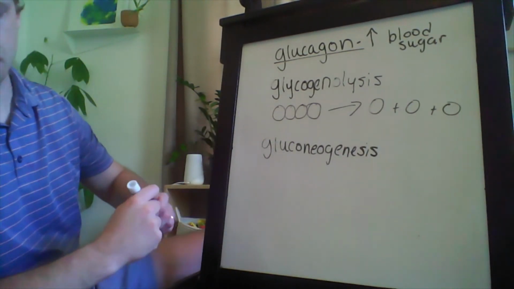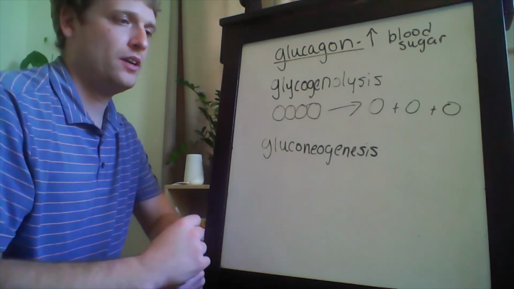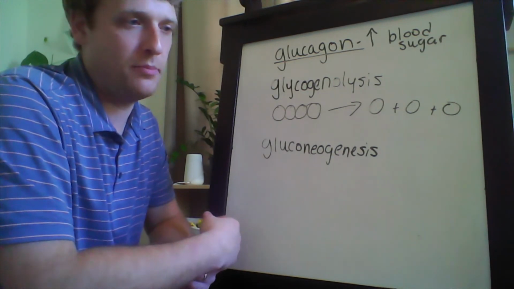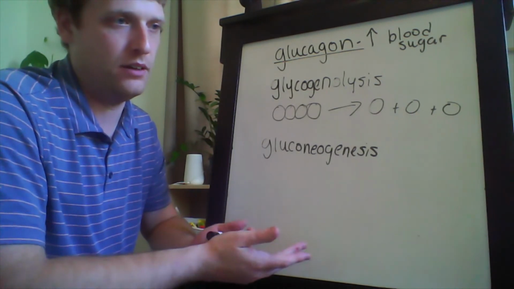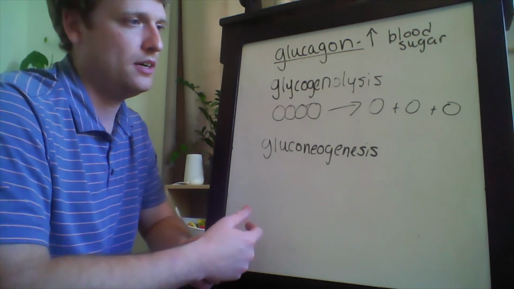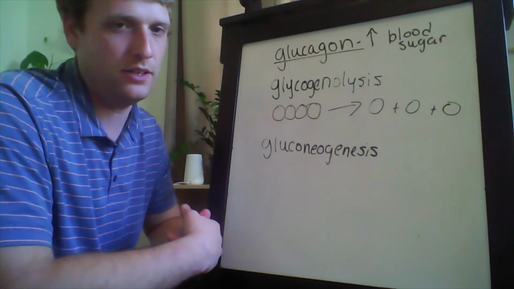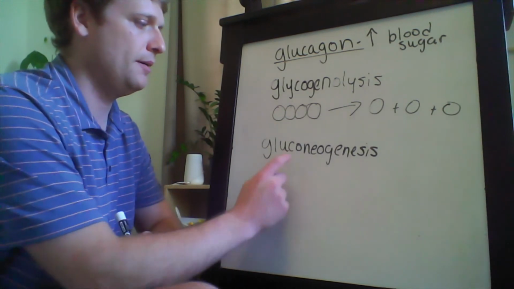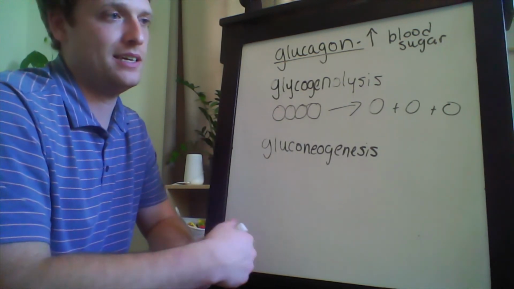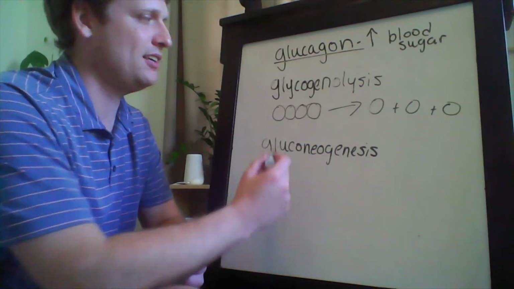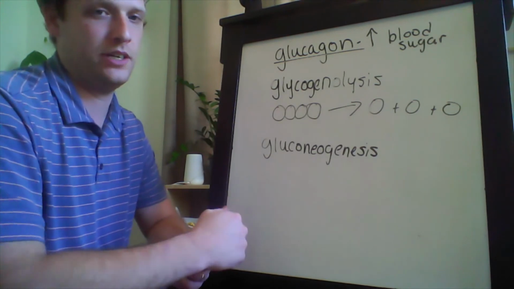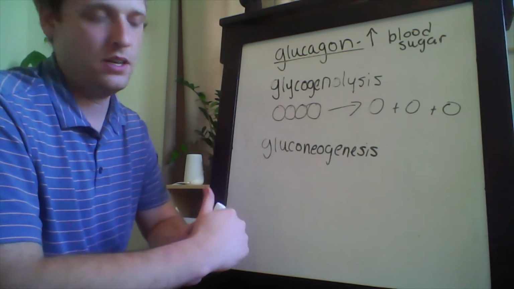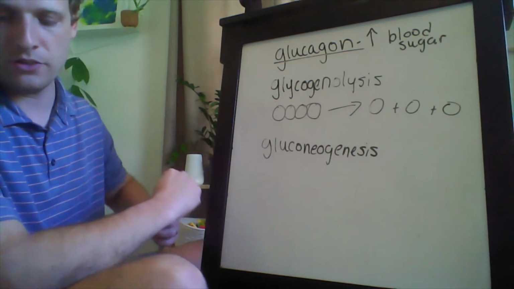So this is going to happen primarily in the liver. And you're going to start from raw materials such as glycerol that you get from breaking down triglycerides. You can turn some amino acids into new glucose. This is a process that doesn't happen as quickly as just releasing stored glucose, but new glucose formation can also happen to raise blood sugar levels.